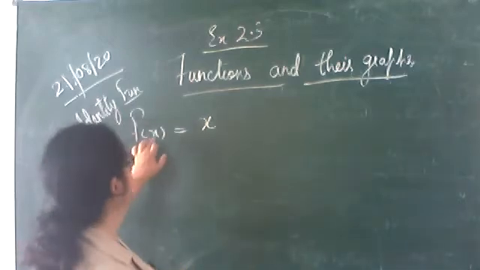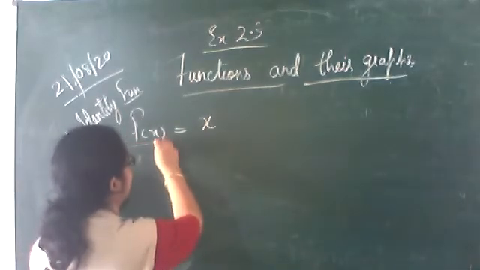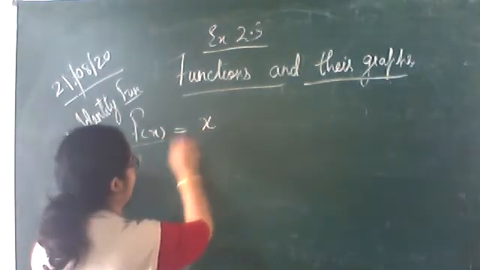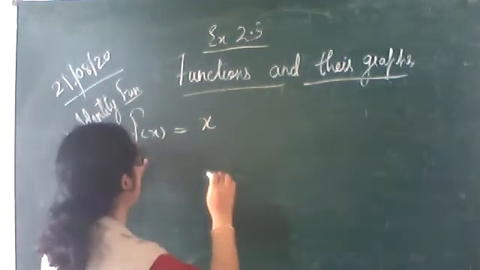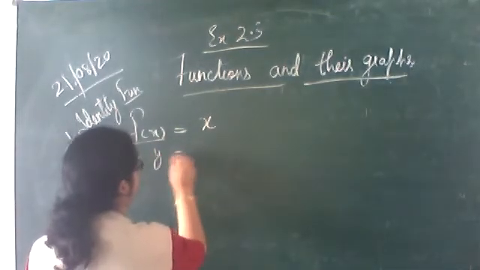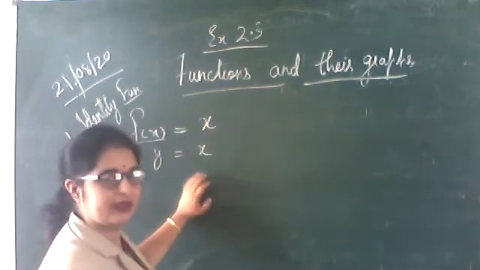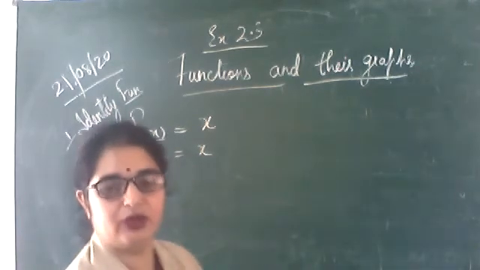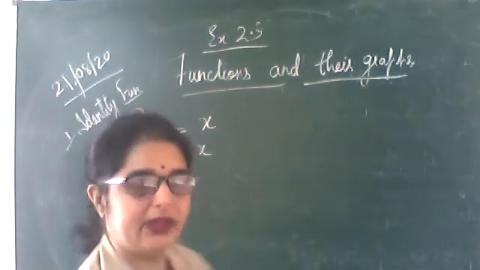So when we put the value of x, in f(x) we will get the value of x itself. That means what? f(x) is basically y. So y is equal to x. This is a function, y is equal to x. Clear? This is a function.